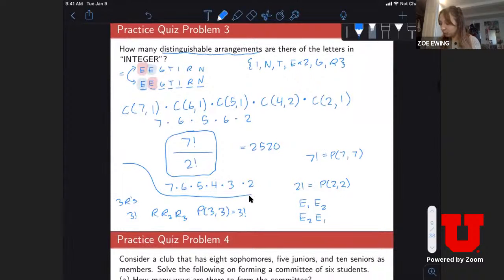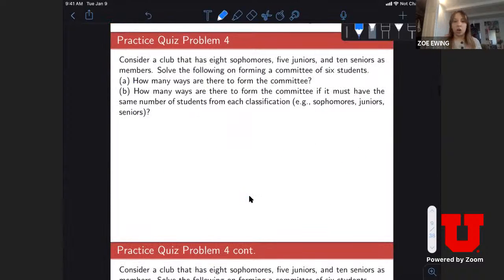All right, moving on. For this one, we have a club that has 8 sophomores, 5 juniors, and 10 seniors as members. And we want to form a committee with 6 students. The important thing here is that it's a committee that doesn't have a vice president or a president or a secretary. It's just a committee, so it doesn't matter what order we pick them in. So let's first figure out what N and R are going to be.